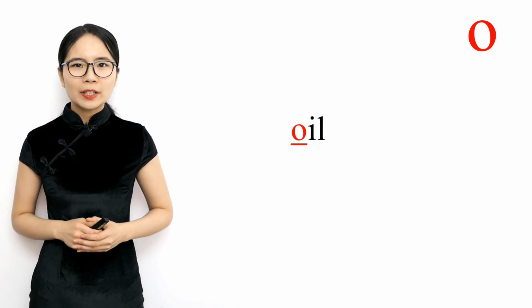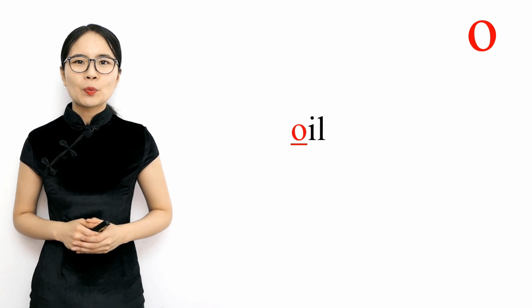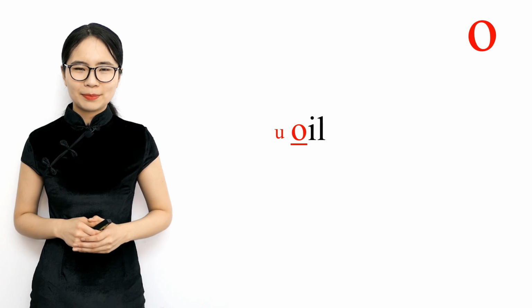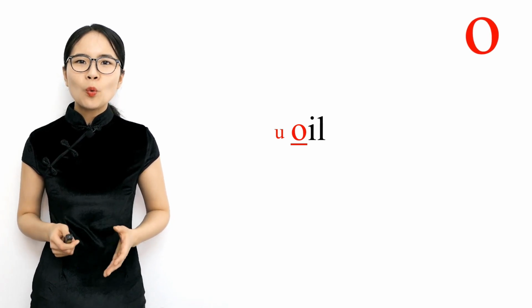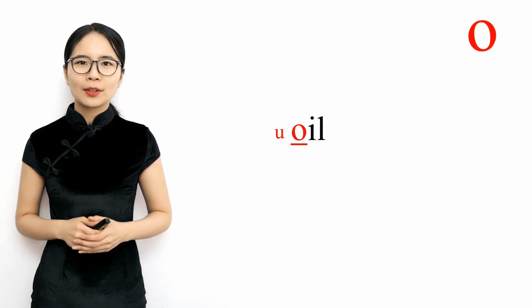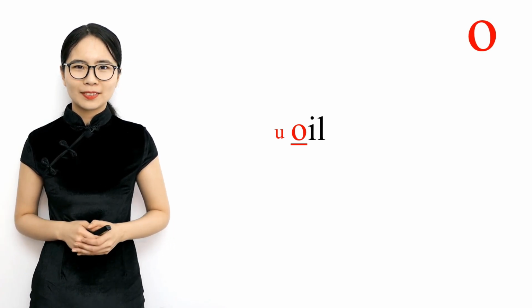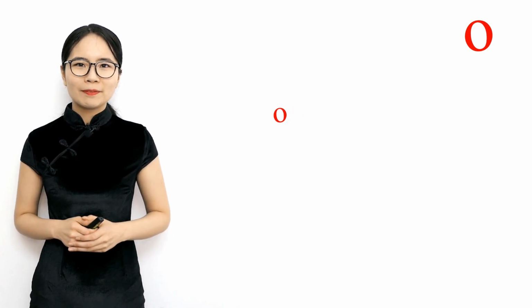Next, we will go over the pronunciation for the simple final wo. The simple final wo is pronounced like the O in oil, but it starts with a short U sound. Wo. Please repeat after me. Wo. Let's have a look at some words that use the final wo.